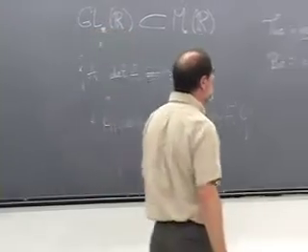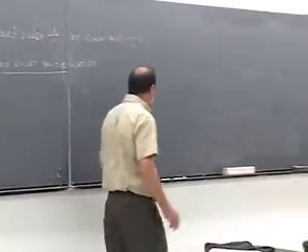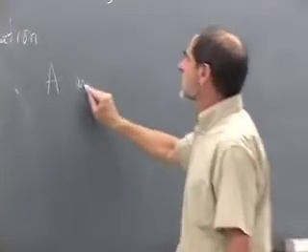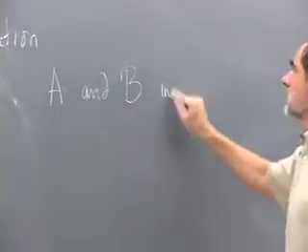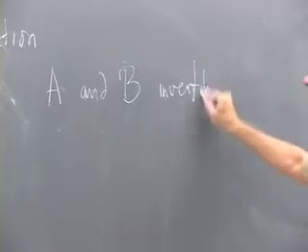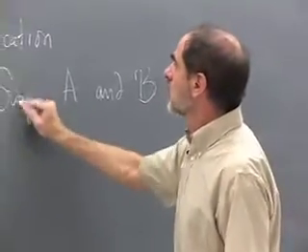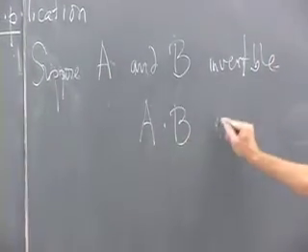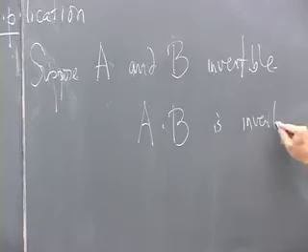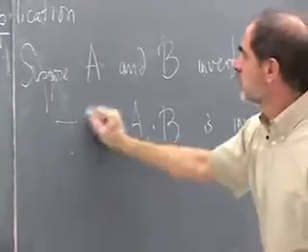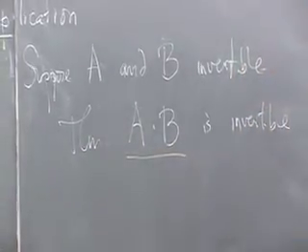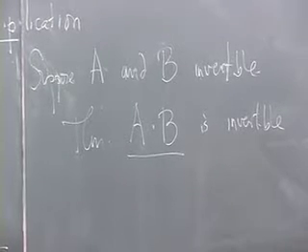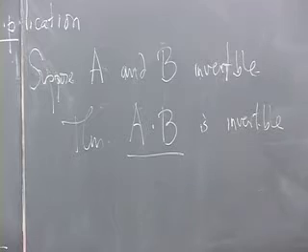OK. It's closed under multiplication. I'll give you two proofs. Here's the first proof. Suppose A and B are invertible. I have to prove that the product AB is invertible. Well, to prove something's invertible, I just have to find an inverse for it. Can someone suggest what would be a nice left inverse for it?